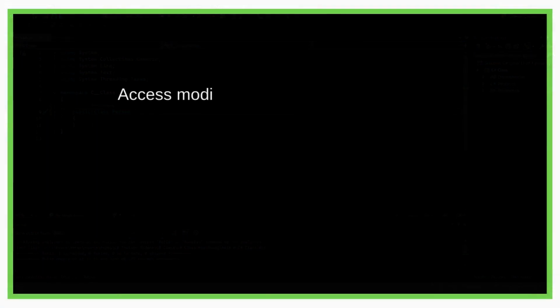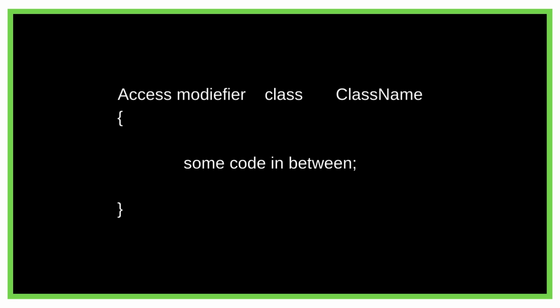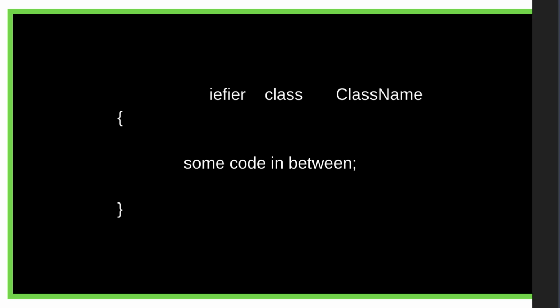Pause if you need to, but the general consensus when it comes to making a class is to specify the access modifier being public or private, then typing the keyword class, followed by the class name. It then follows a set of curly braces, and within that we have some code.